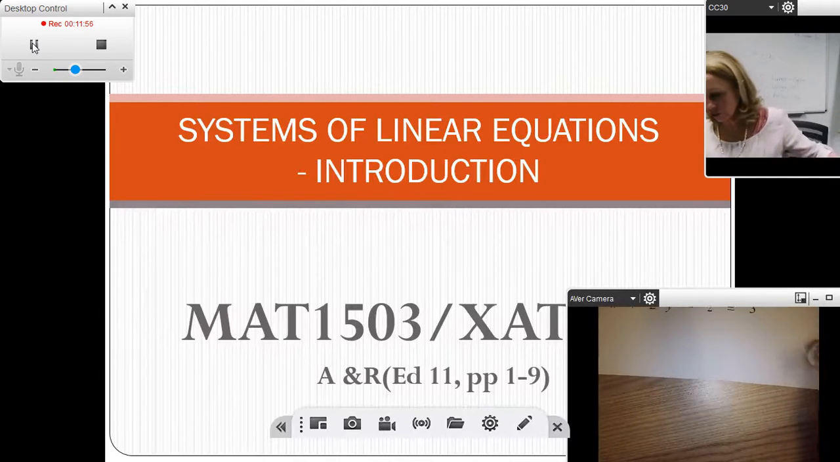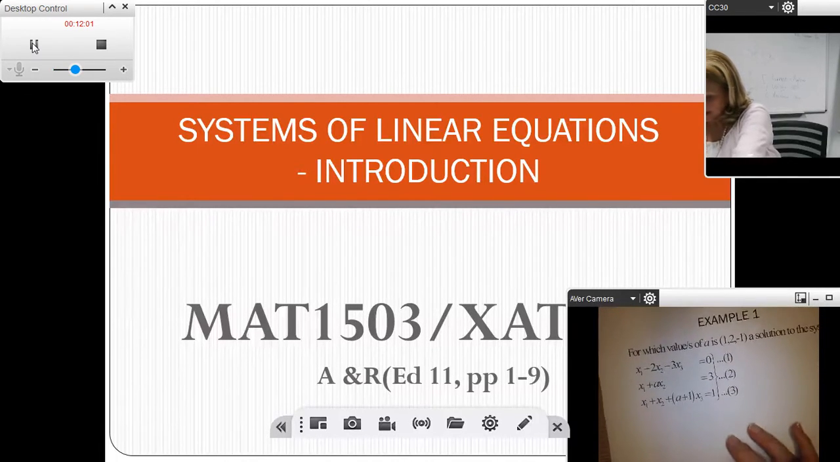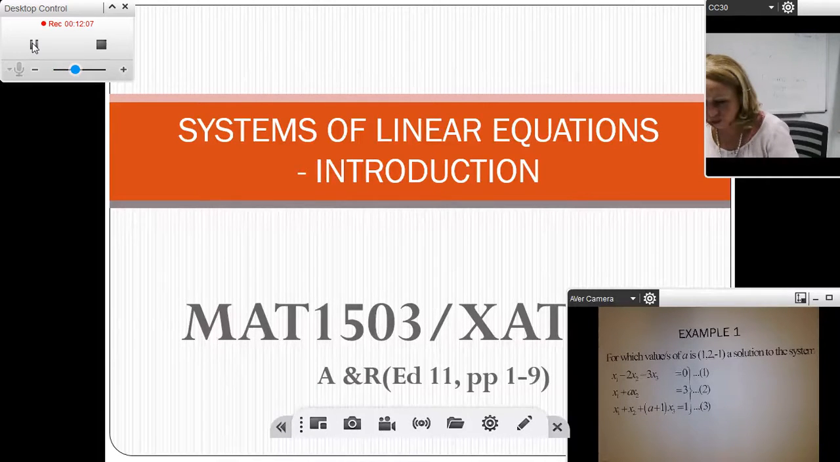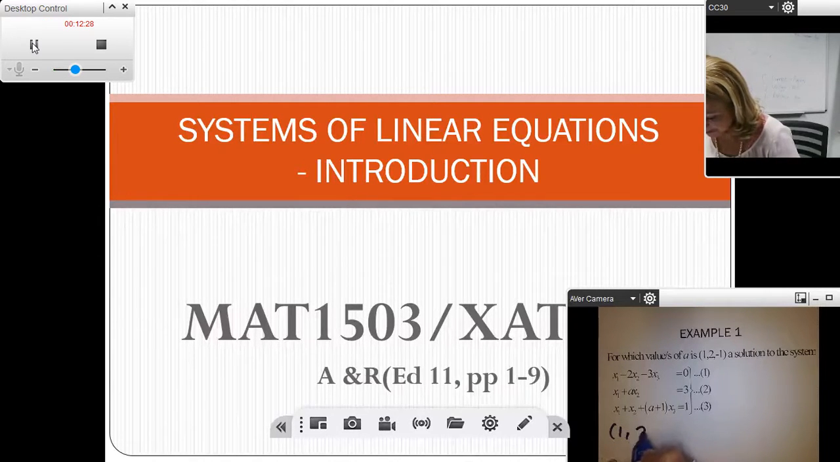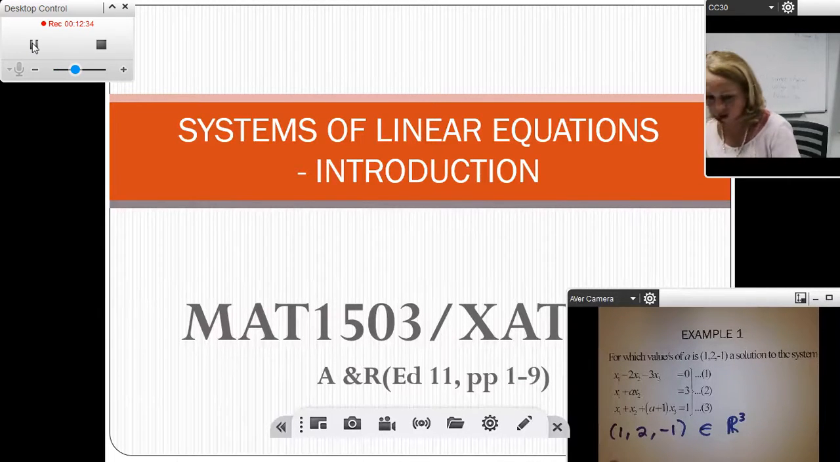So in the solution, when you're considering a system of equations, we need to look at this. Here's an example of a system. As I said, you can get more than 2 equations to form a system. So here I've expressed a system of 3 equations, 3 unknowns, x1, x2, and x3. We said that an element has to belong to the R3 space if there are 3 unknowns. Right, so I'm happy then that (1, 2, negative 1) is indeed an element of R3.